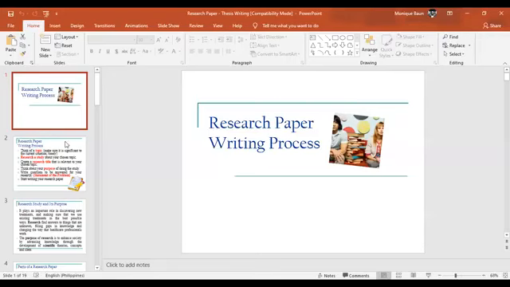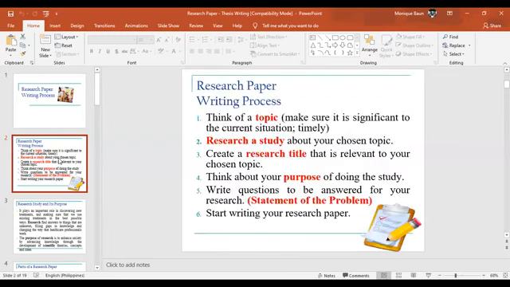All right, so that is the process of writing a thesis or research paper. Now let's proceed to the terminologies. For the research paper writing process, the first thing that you have to do is to think of a topic. Make sure that it is significant to the current situation, which means it should be timely. Why? Because if it is timely, everybody can relate to it.